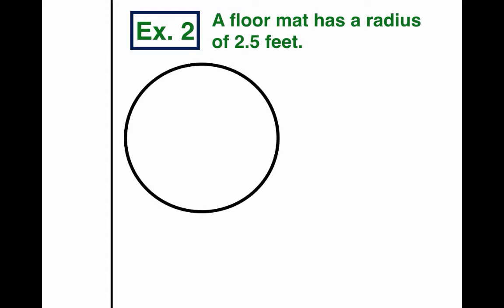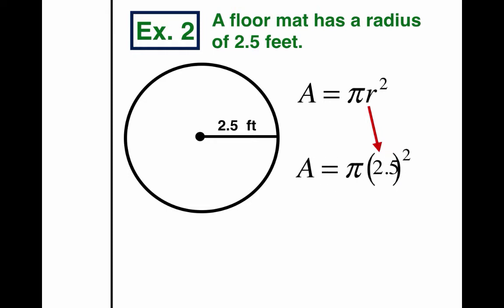So here's our floor mat. We're going to draw it in our notes. Looks like a circle. Measuring to the center is 2.5 feet. We're going to find the area. Well, the formula for area is pi r squared. In this case, what's r? Oh, it's 2.5. So we're going to take pi times 2.5 squared. Now you need a calculator because you got to multiply 2.5 times 2.5. 2.5 times 2.5 is 6.25. So we have this 6.25 pi. And now we're going to times it by 3.14.